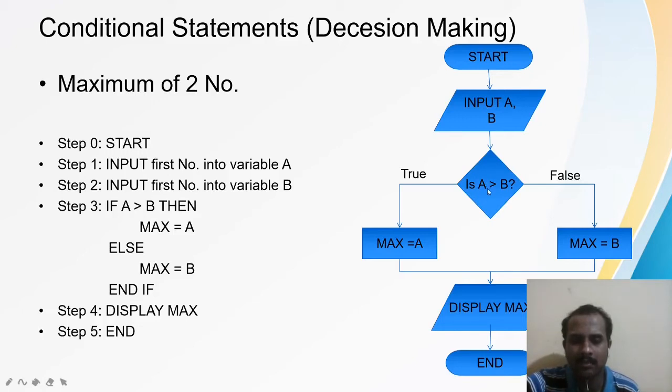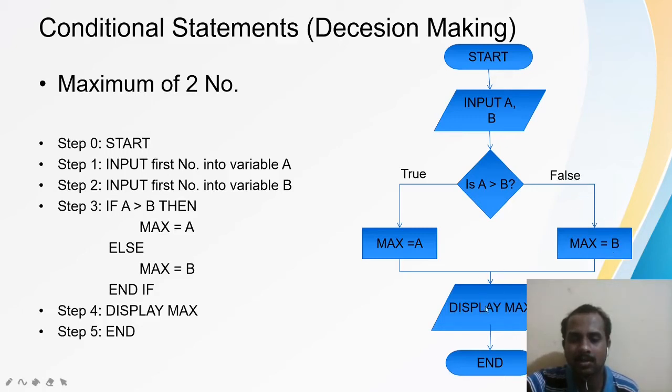Afterwards, I am checking whether A is greater than B. If A is greater than B, then I am going to write max is equal to A. At that time, the control will not go to this line or this statement. Only if it is false will the control come to this set of codes.